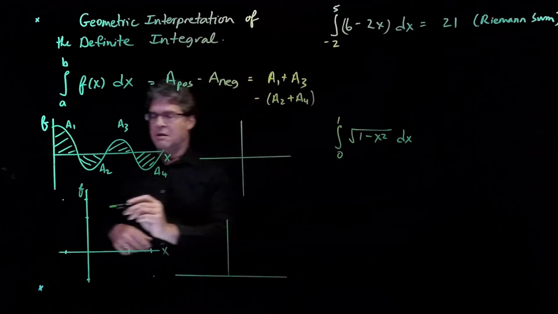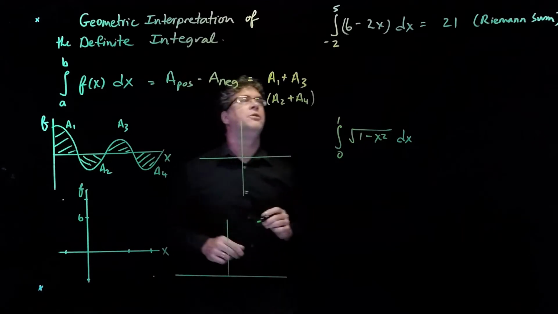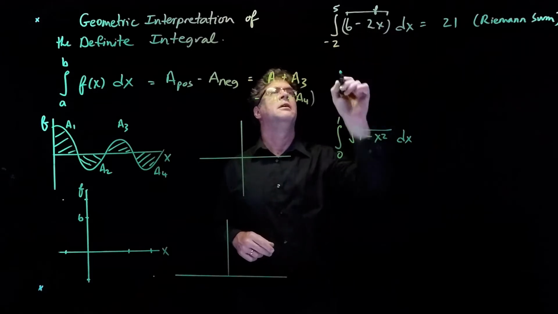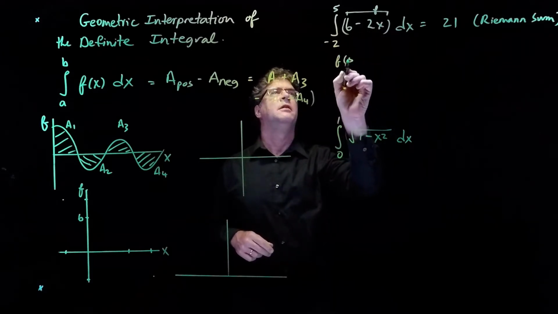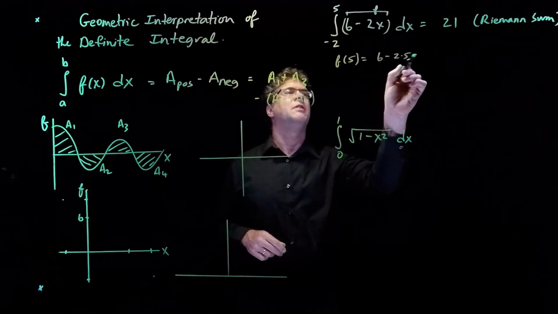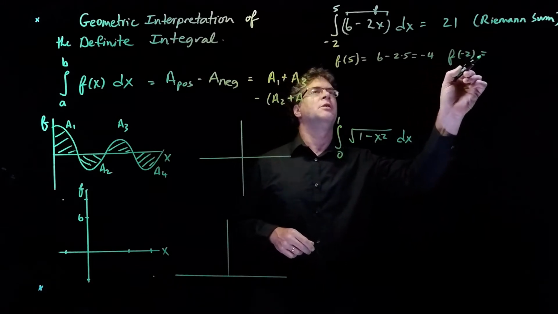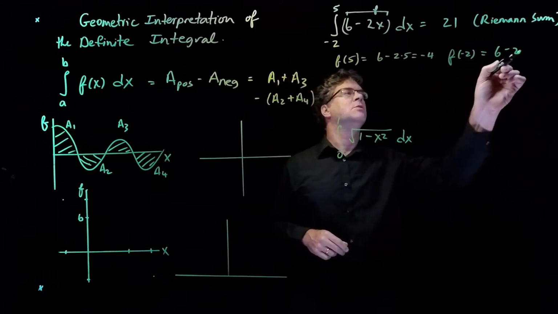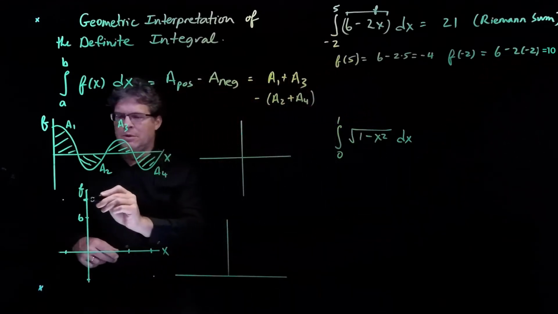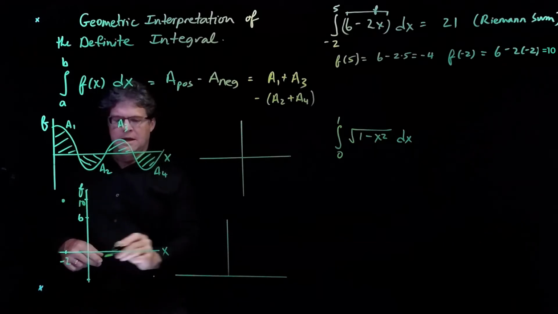And we see there's a y-intercept of 6. And let's work out the value of the function at the endpoint. And so this is our function f here. And so f of 5 is equal to 6 minus 2 times 5, which is going to be minus 4. And f of minus 2 is going to be 6 minus 2 times minus 2, which will be equal to 10. And so this value up here is 10.